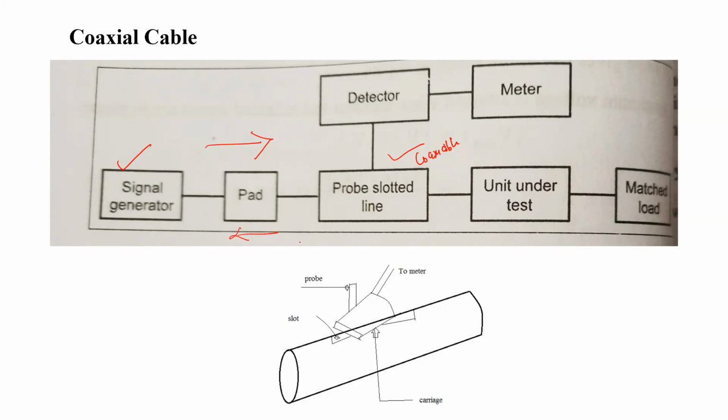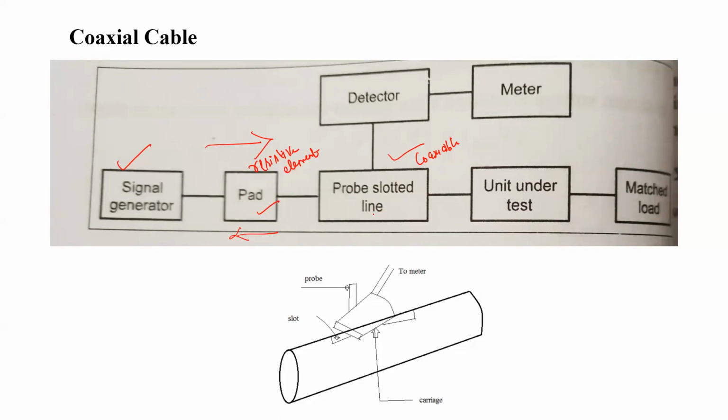In order to ensure this, we are placing a pad, and this pad is a resistive element. The function of this resistive element is, if there is any reflected power from the probe towards the signal source, this reflected power will be completely absorbed by this resistive element, which is a pad. This is the purpose of the pad, and it is placed between the signal source and the coaxial cable to absorb all the reflected power from the coaxial cable.